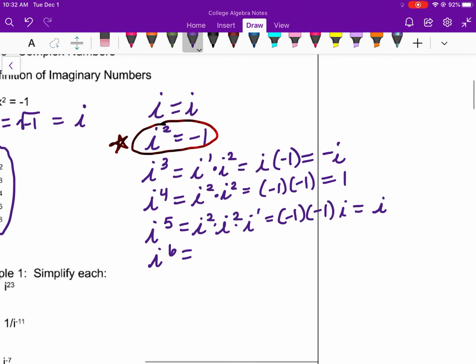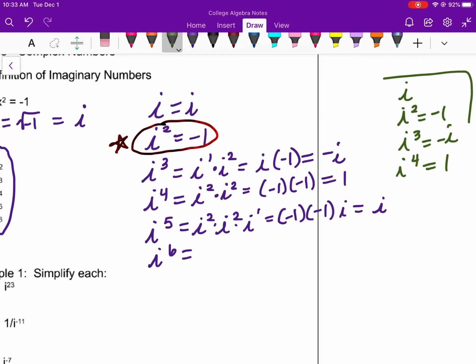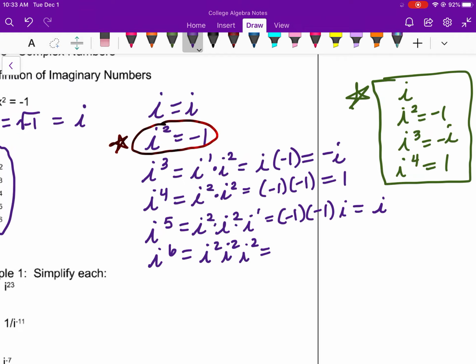All right, I'm going to stop for just a second, and we have this summary here. These are the first 4 powers of i. If you know them, this lesson will be pretty easy. So I notice that i to the fifth is i. i to the sixth is i squared, because you add your exponents, you would get 6. So -1, and I'm back to -1.